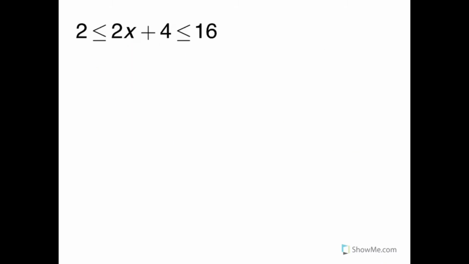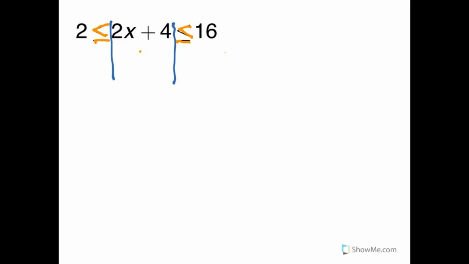Here's an inequality written in the between notation. The expression 2x plus 4 is between 2 and 16. If we were to write that as two separate inequalities, it would look like 2 is less than or equal to 2x plus 4, and 2x plus 4 is less than or equal to 16. But we could solve this all in one go, just by treating the two places where there are inequality signs as dividing the inequality into three sides.